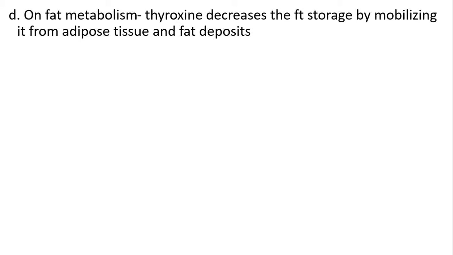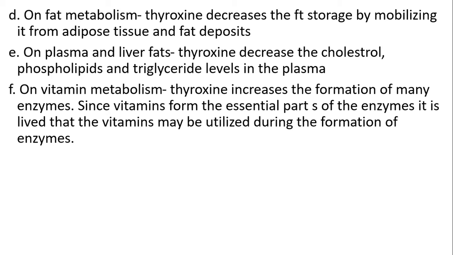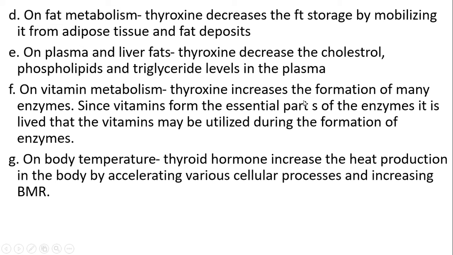On fat metabolism, thyroxine decreases the fat storage by mobilizing it from adipose tissue and fat deposits. On plasma and liver fat, thyroxine decreases the cholesterol, phospholipids and triglyceride level in the plasma. On vitamin metabolism, thyroxine increases the formation of many enzymes, since the vitamins form the essential part of the enzyme. It is believed that vitamins may be utilized during the formation of enzymes.